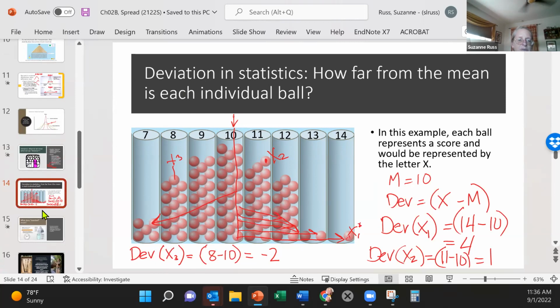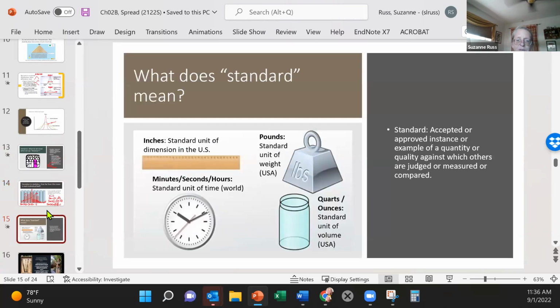The next term we have to work with is standard. When we talk about standards, we're talking about the accepted or approved instance or example of a quantity or quality against which others are judged or measured or compared. I imagine those of you with children have some standards of behavior for your children. You have a norm that you expect them to reach. If they don't meet that norm, maybe they're deviating from that norm.